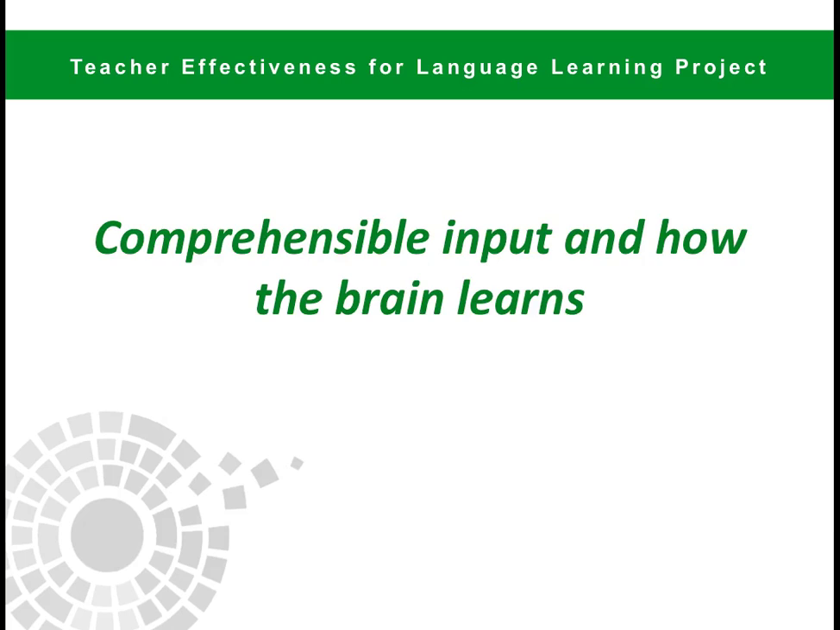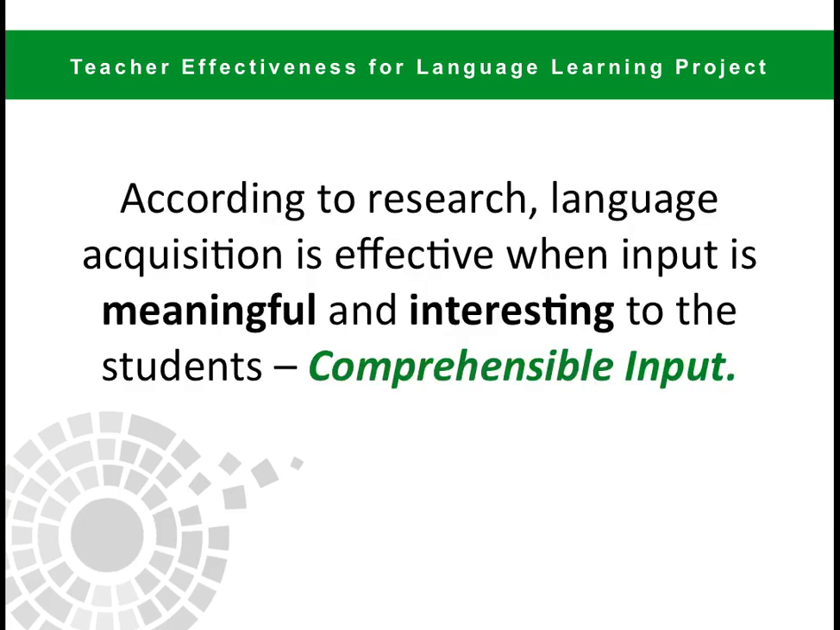So let's take a second and take a look at how the brain works. How does it learn? What important scientific findings help us understand language comprehension and language learning? According to research, language acquisition is effective when input is meaningful and interesting to the students. Real-life application and interest of students is what makes language comprehensible.